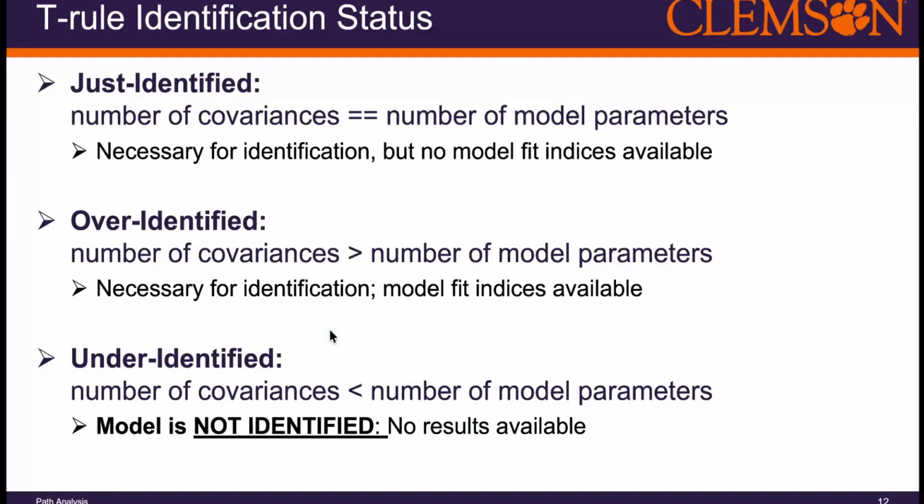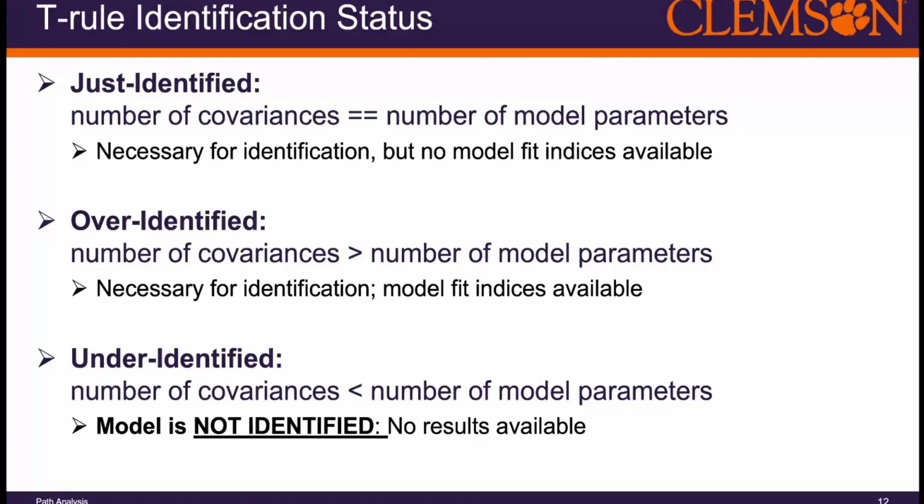So when the number of covariances is equal to the number of model parameters you want to estimate, we call that just identified. It's necessary for identification, but as we saw before, the degrees of freedom in our saturated model likelihood ratio test became 0. So there's actually no model fit indices available, which actually means model fit is perfect, which is great.